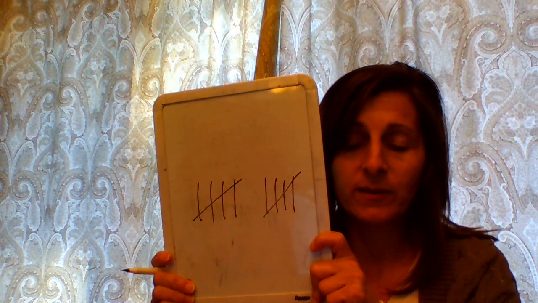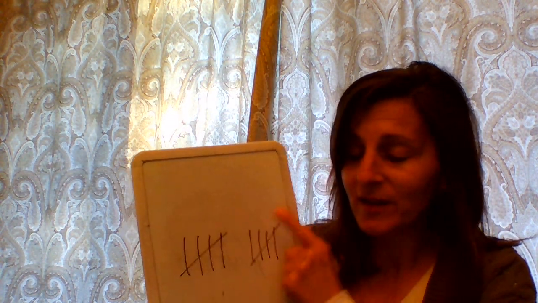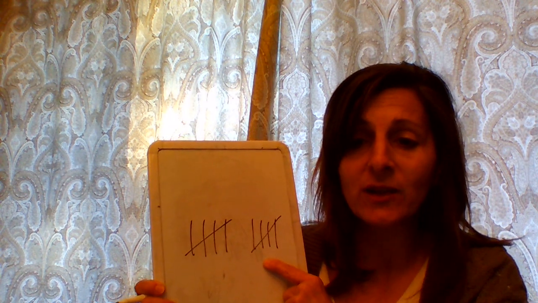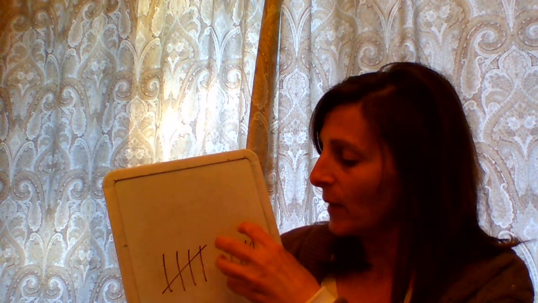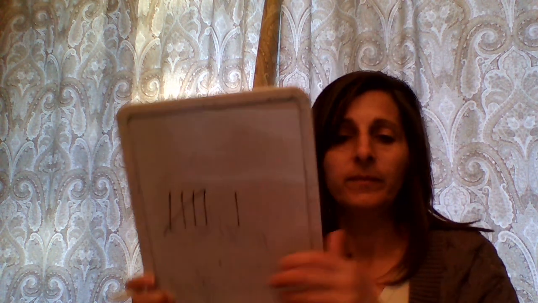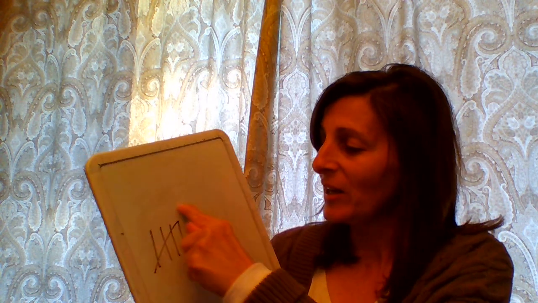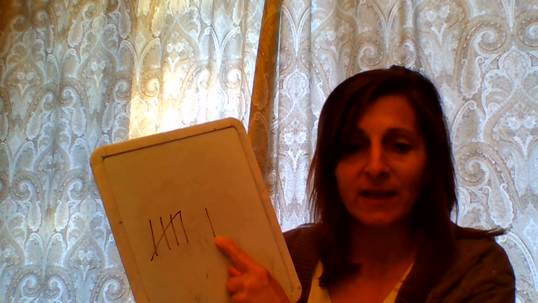How about this one? 10. I have 5 and 5. So I know right away, we know that doubles fact, 5 plus 5 is 10. 5 tally marks, 5 tally marks makes 10. See how quick that was? Let me try one more. Yell it out. 6. Here's my group of 5. One more makes 6. So that's why tally marks are very useful, because it's easy to count and easy to see. It makes it clear.